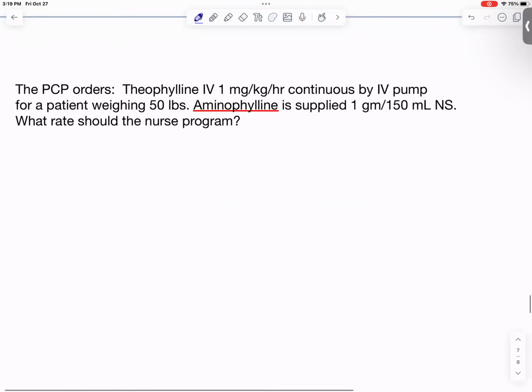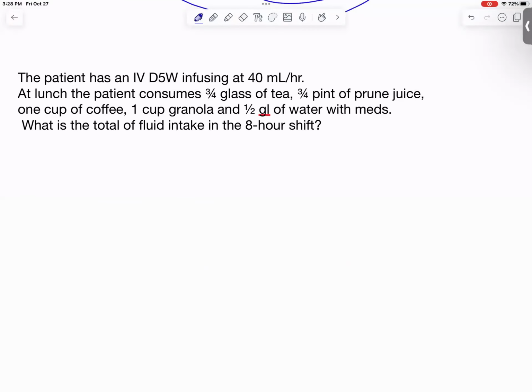All right, do this one. So read your question in full, and it's just asking the total of the fluid intake in 8 hours. So I've got to find everything that counts as intake. Well, the IV is definitely intake, 40 milliliters an hour. At lunch, the patient drank a 3/4 glass of tea, 3/4 pint of prune juice. Oh, the poor thing. 1 cup of coffee, 1 cup of granola. Well, nope, that's food. And a half a glass of water with her meds. What's the total fluid intake in 8 hours?